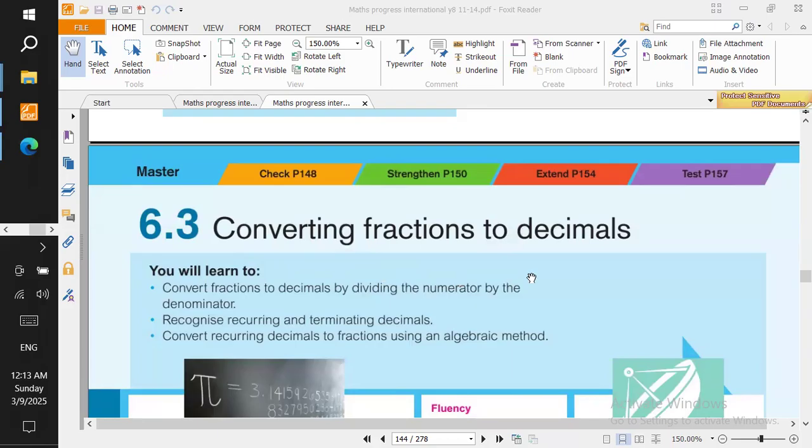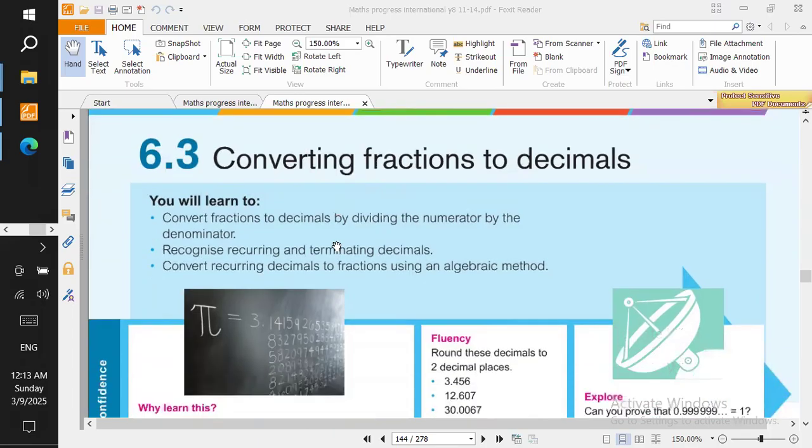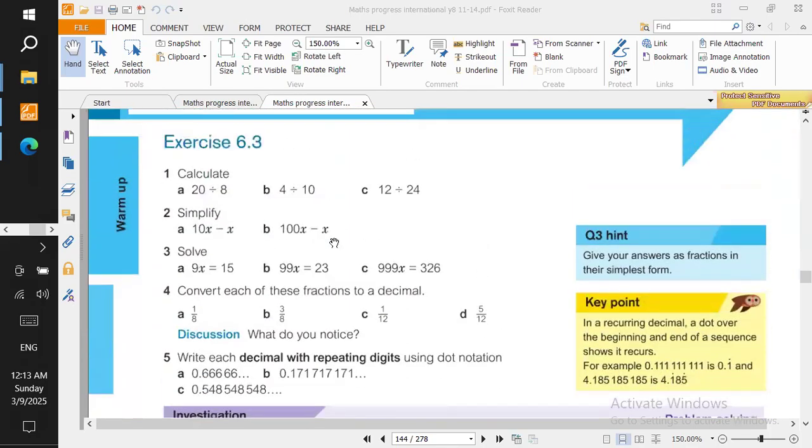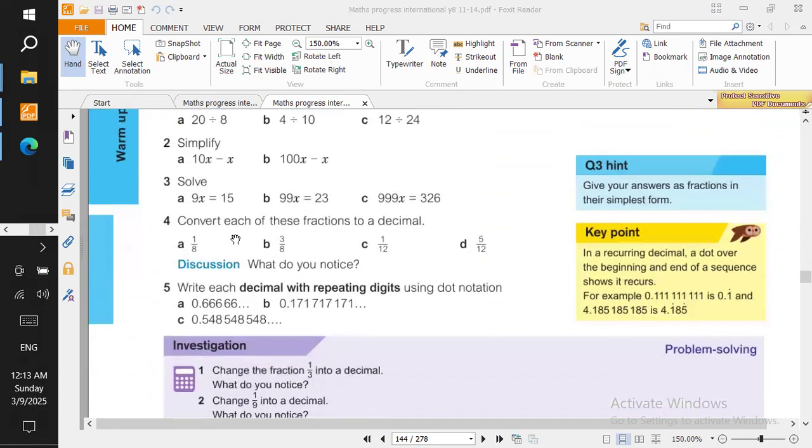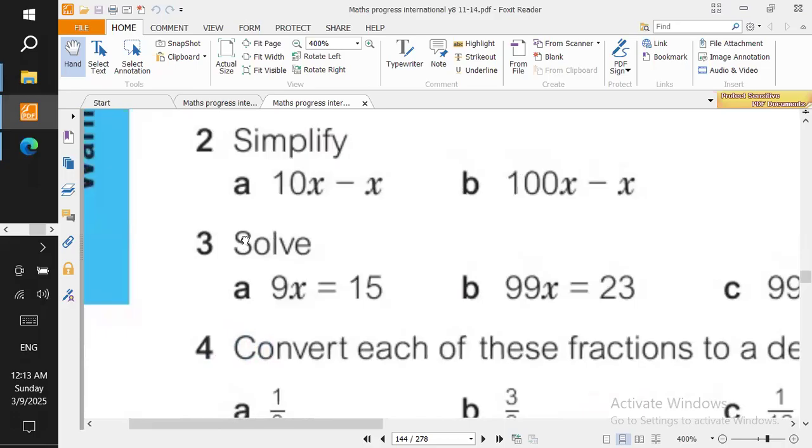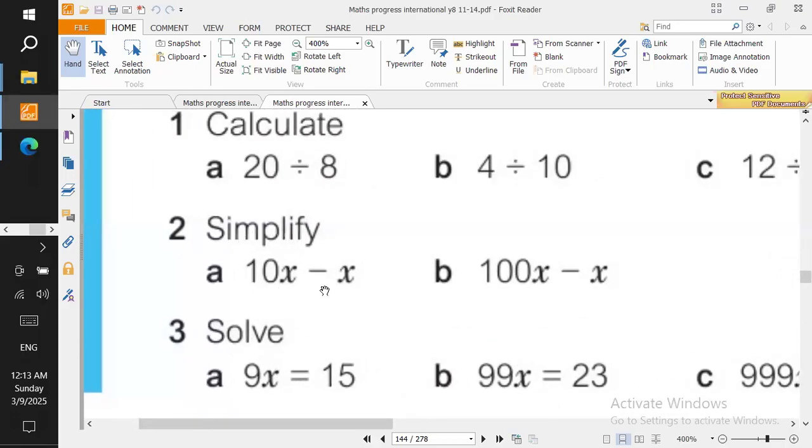Converting fractions to decimals. As we said, we can use calculators here because we are year 8. It means we are allowed to use calculators. Let's take a look at some questions. You can calculate here, but some questions have algebra, so we have to focus on the steps of algebra, okay? For example here, simplifying 10x minus x is going to be 9x. 100x minus x is going to be 99x.